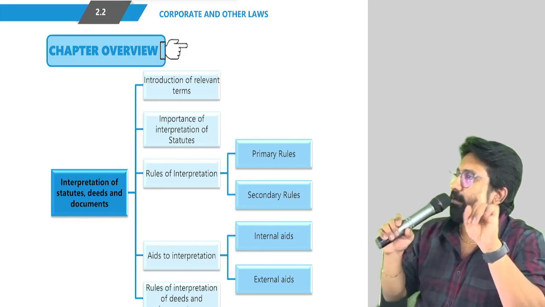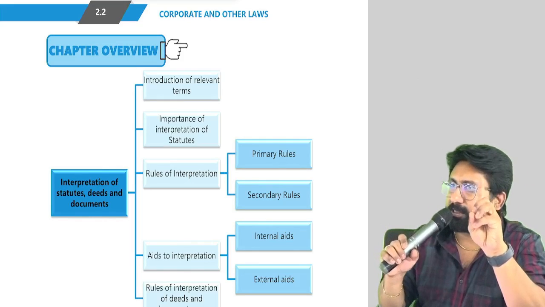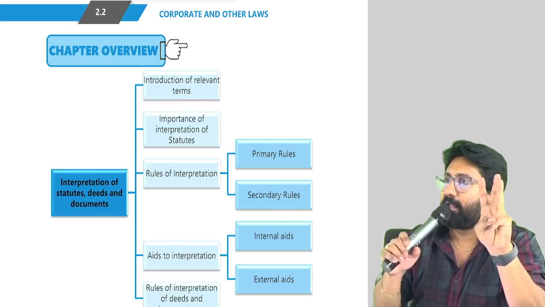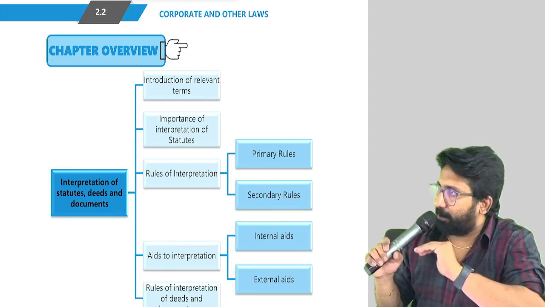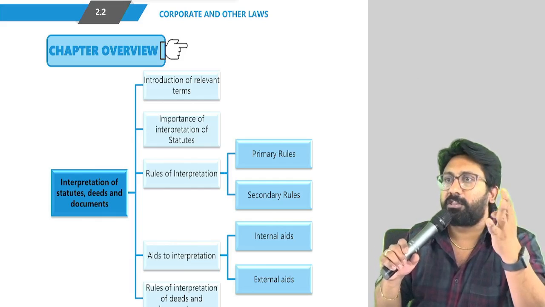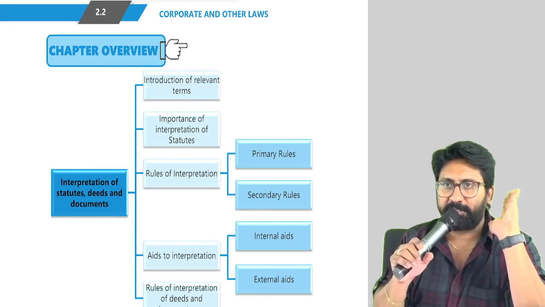Listen. First one, primary rules of interpretation. Second one, secondary rules of interpretation. Third one, internal aid of interpretation and external aid of interpretation. Fourth one is other miscellaneous small concepts inside that.